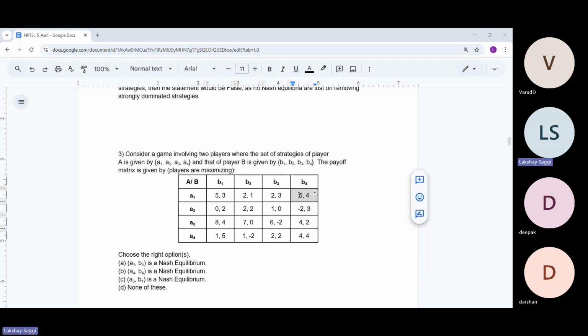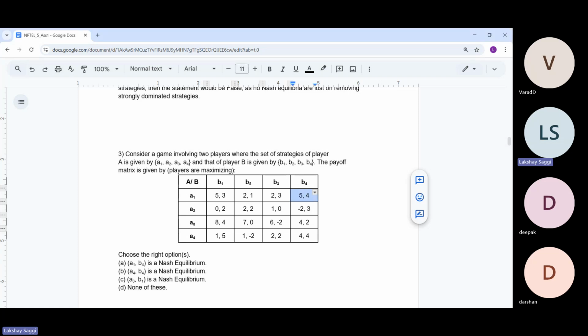So, would anyone like to answer in chat? Is this a Nash equilibria or not, this A1 comma B4? Okay. So Deepak is claiming that this is a Nash equilibria.